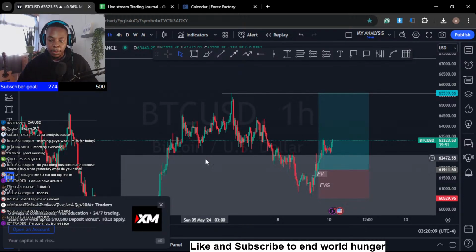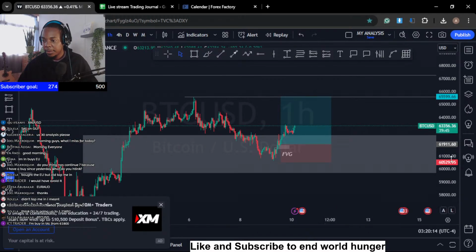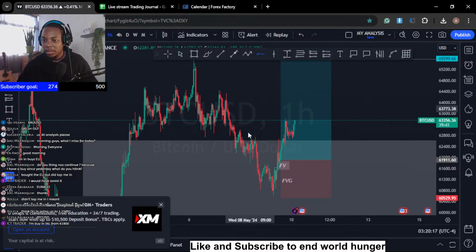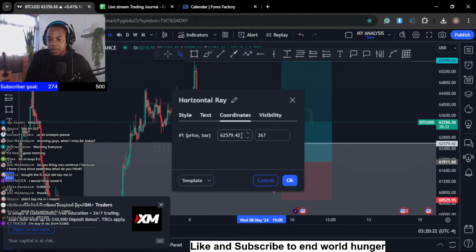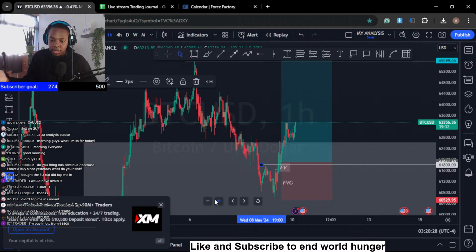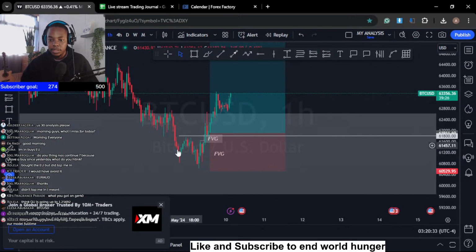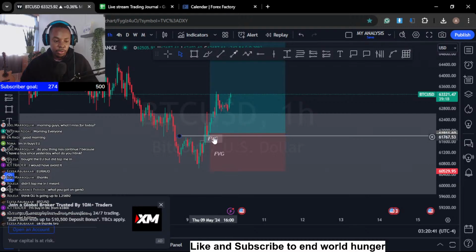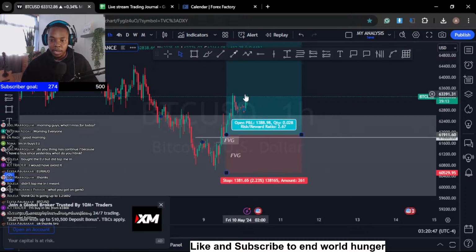ICT trader says he's in a buy from 61,800. That's dope. Technically, it's literally the same setup that I just went through. So if you took it from there, I'm guessing this is exactly the same setup that you took. Am I right, ICT? This is probably the same setup that made you want to take a buy from there.